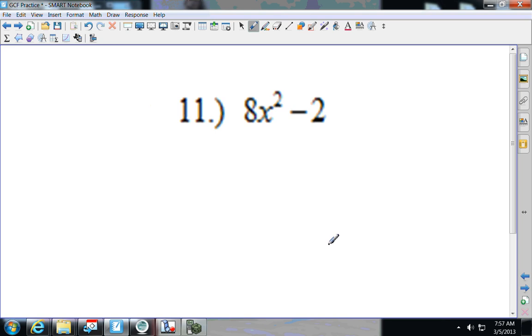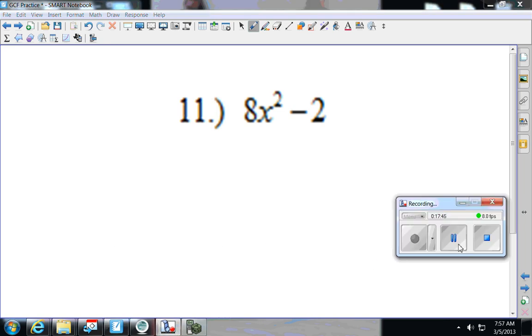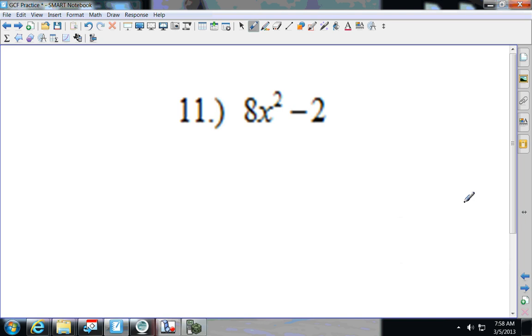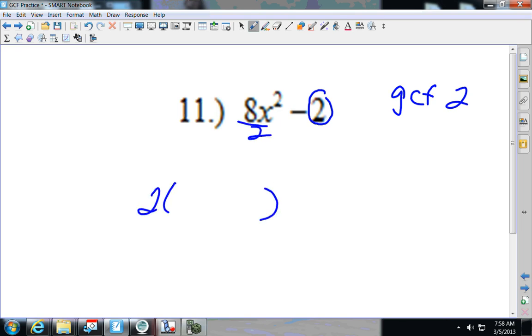All right, try this one. We want to figure out the GCF and factor out what's left. This one, the smallest number right here is 2. I know that 2 goes into 8. My GCF is 2, so I pull out a 2, divide everything by 2. 8 divided by 2 is 4, and then I put the x squared on it. Negative 2 divided by 2, negative 1.